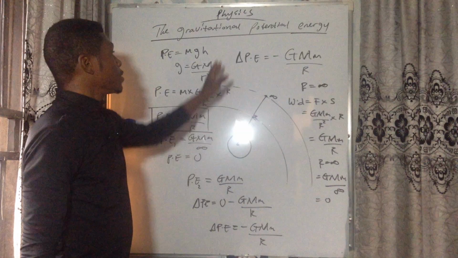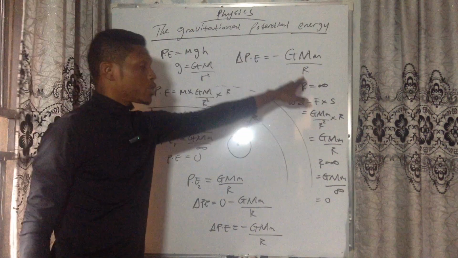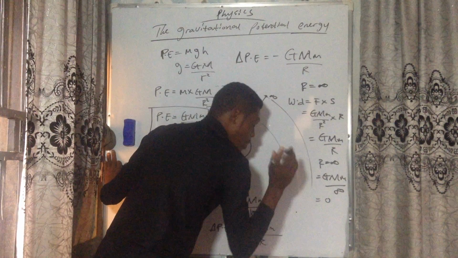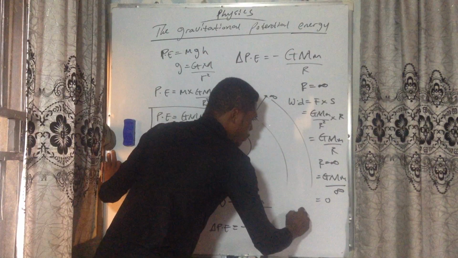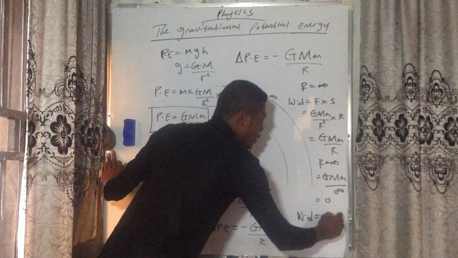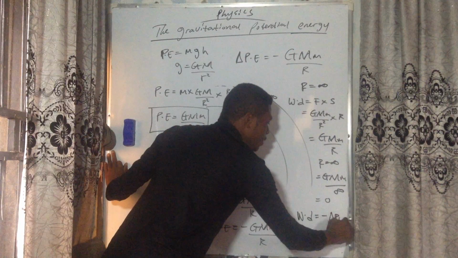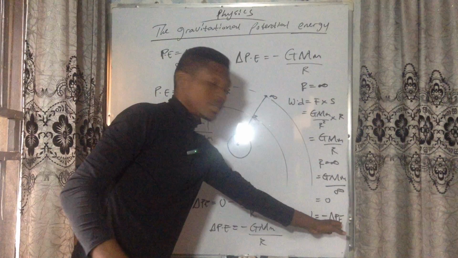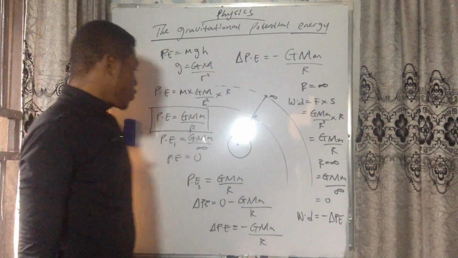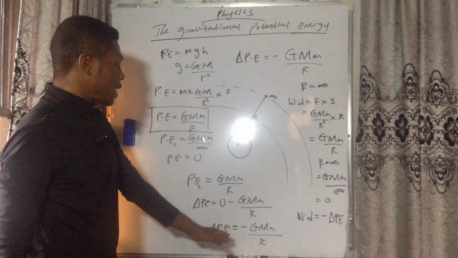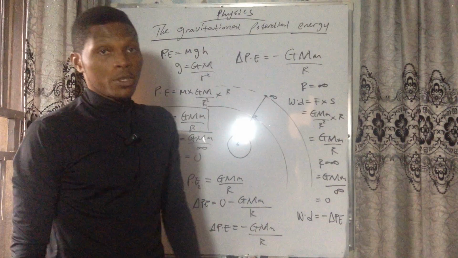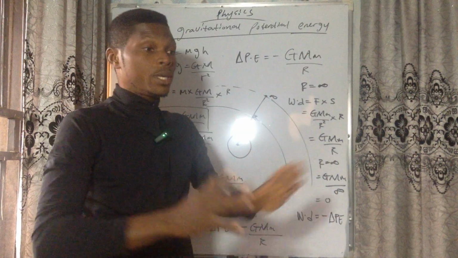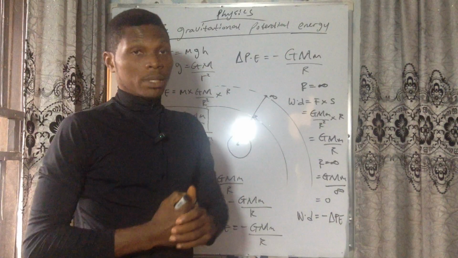Remember, I said that the change in potential energy is minus GMm over R. Remember that the work done is equal to the negative of the change in potential energy of a system. Or the potential energy of the gravitational system is the negative of the work done. So whenever there is a change in potential energy, it will give you the same expression. These are other perspectives of viewing and understanding the whole thing. I hope it's very clear.